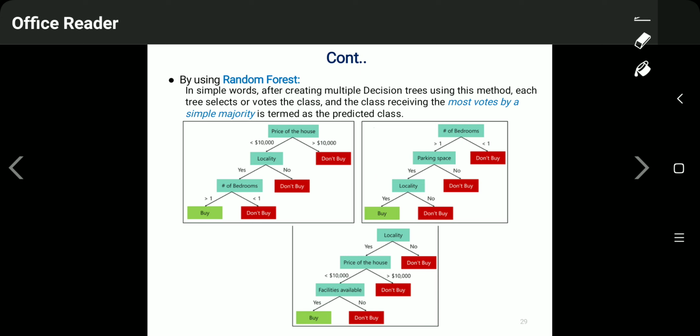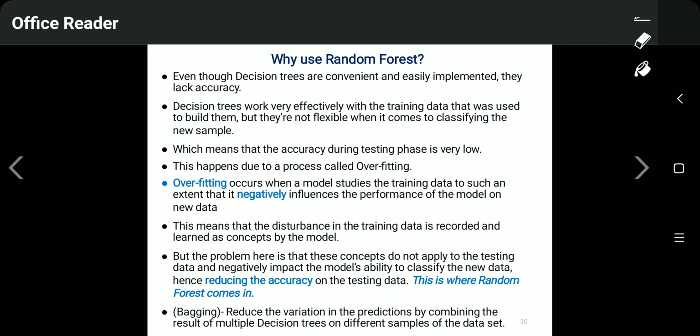Now it says that each tree selects or votes for a class, and the class receiving the most votes by a simple majority is termed the predicted class, and that predicted class is used to take the decision over here. So this is all about the random forest. And the next slide is why we use random forest.